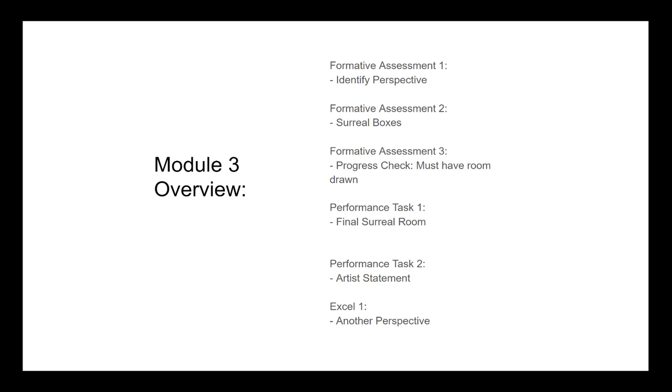In this module, you will be completing 3 formative assessments. You will have 2 performance tasks and 1 opportunity to excel. Just a reminder, in order to be proficient in this module, you would need to earn proficient on formative assessment 1, 2, 3, and earn proficient on both performance tasks. To earn Excel, all you have to do is be proficient in all these tasks and reach for the Excel opportunity.